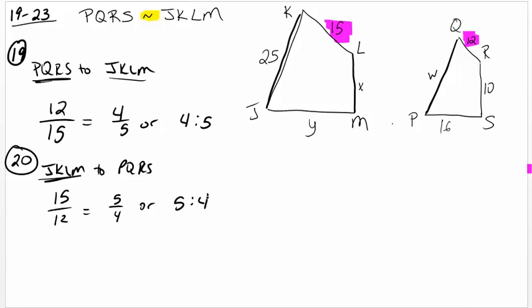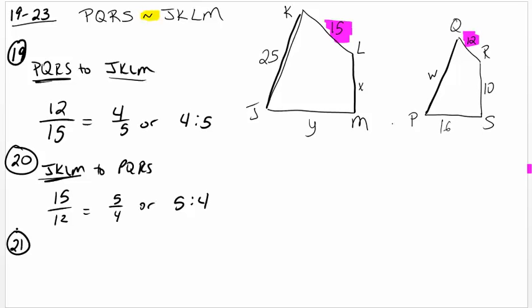Really watch the order of the scale factor, because if it's in the wrong order, it's going to be incorrect. 21 says find the values of W, X, and Y. To do this, we're actually going to use that scale factor, and I'm just going to set up the first one, and then you can go through and solve the other two. So let's set up W.